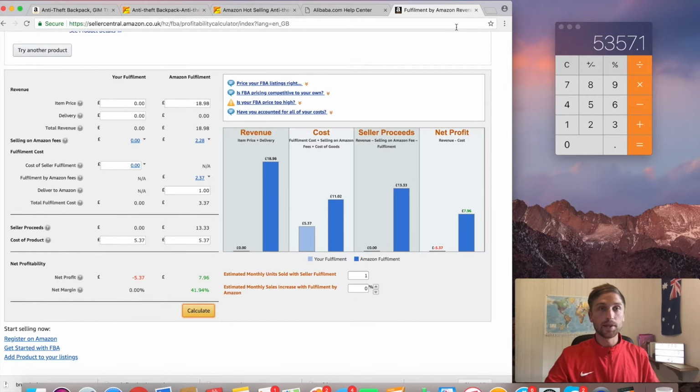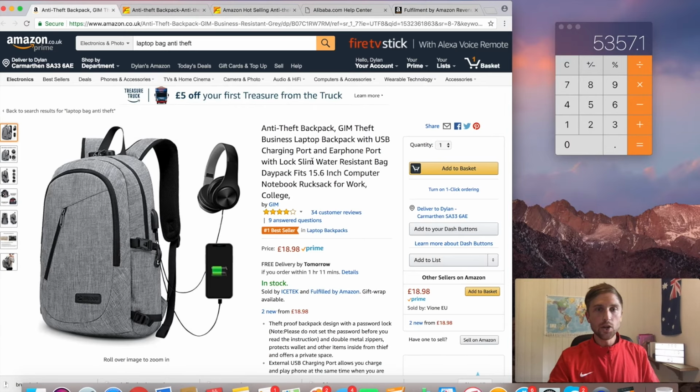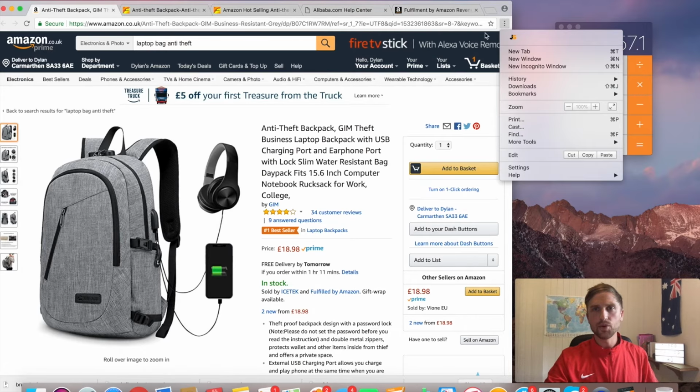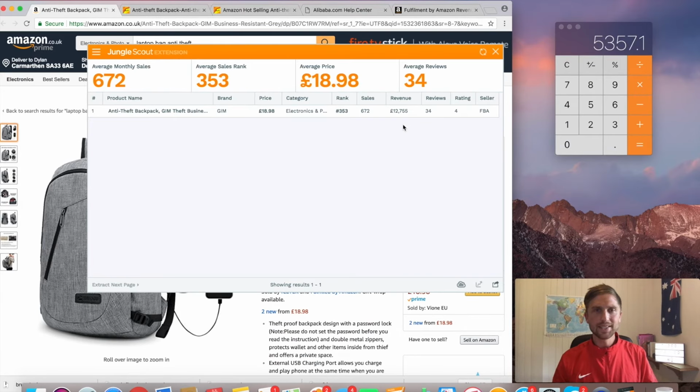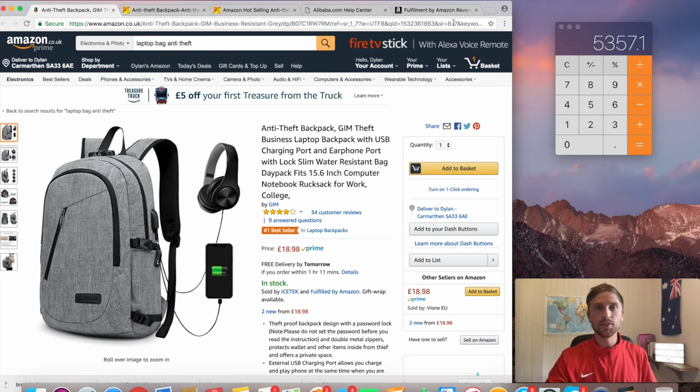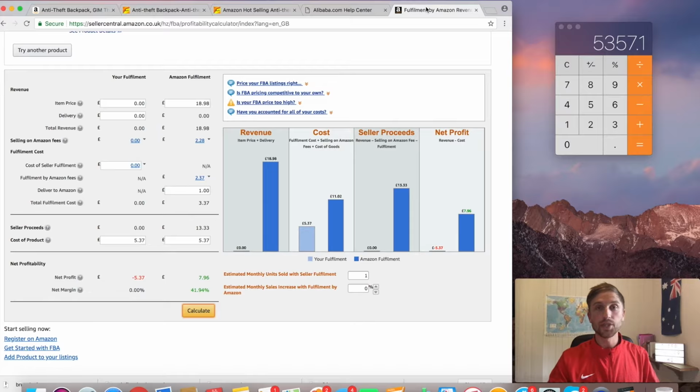I can now think to myself, okay, I know this product has low reviews, but it sells very, very well, averaging 672 sales a month. I know that I can source it for this price. I know the VAT, import duty, and transaction fee. We're not including PPC in this, but again, PPC is a means to an end.